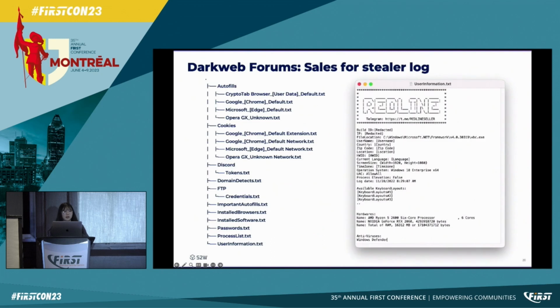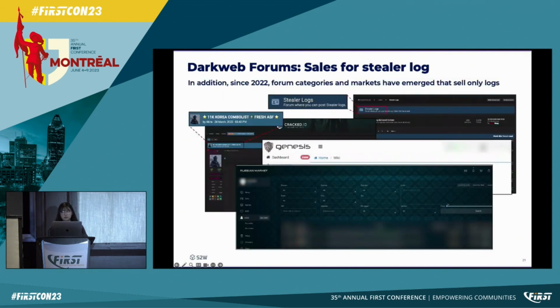Items stolen by stealers are often sold in the form of logs. They just collect the data and save it in the form of text files by categories, so they call it a log. The stealer produces logs, which are then sold or acquired by other attackers and used for another attack. In addition, forum categories or markets have emerged that sell only logs.